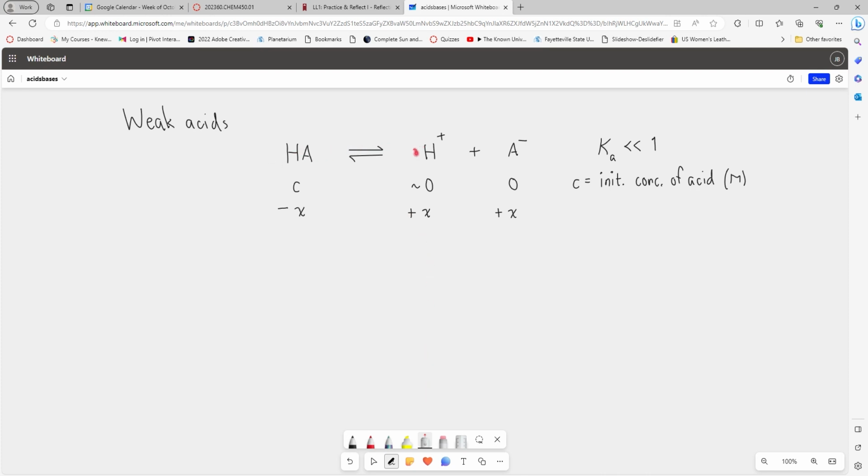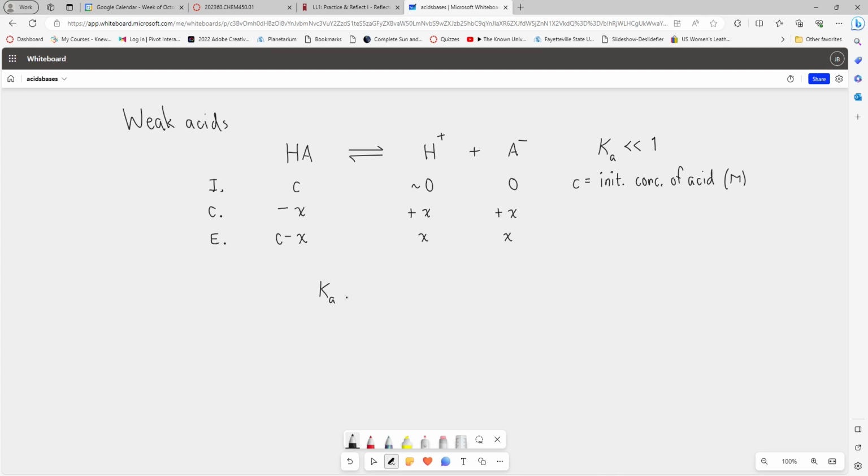All the coefficients are 1, so we don't have to square or double any of the x's. If there was a coefficient of 2, we'd have to double something. We'd have to put 2x. And so in the end, we have some of the acid left. X is going to be less than C. This is called an ICE table because you have the change in the equilibrium line.